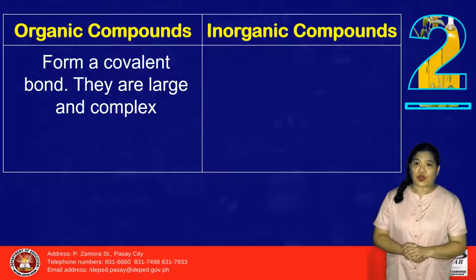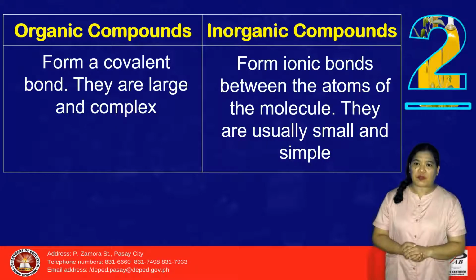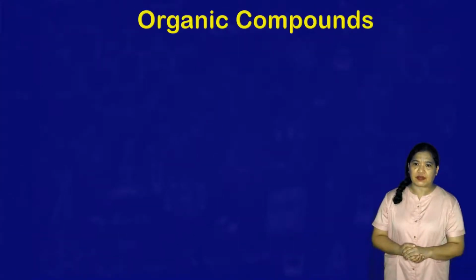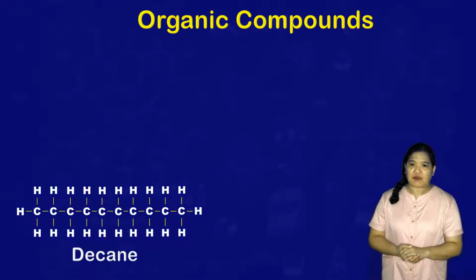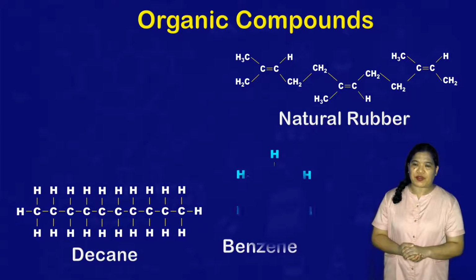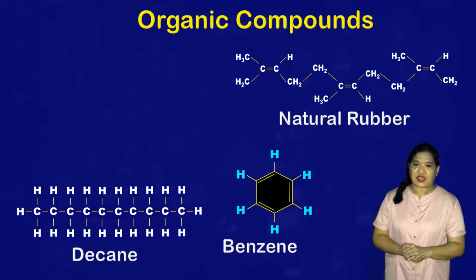Number 2. Organic compounds form a covalent bond. They are large and complex, while inorganic compounds form ionic bonds between the atoms of the molecule. They are usually small and simple. The great variety of organic compounds in nature comes from carbon's ability to create stable bonds with other elements. Carbon forms long chain molecules like decane, branching macromolecules like natural rubber, and ring structures like benzene.